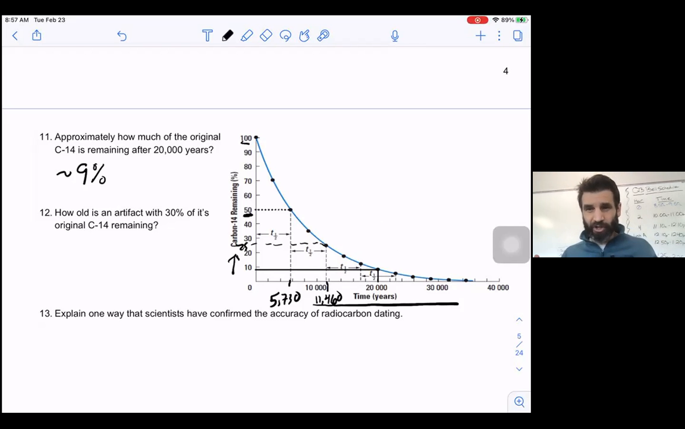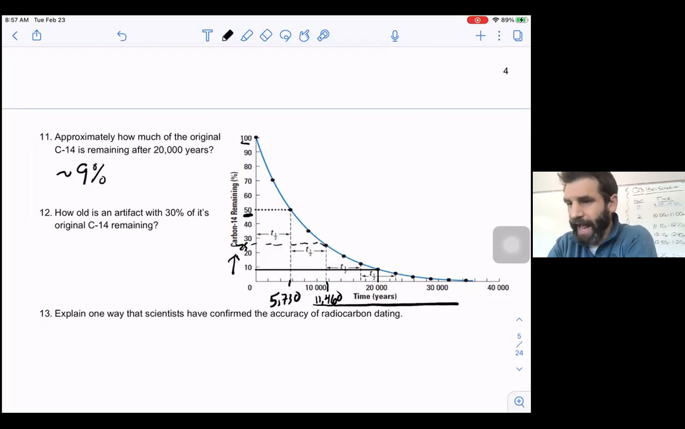So what scientists would do is they would measure the atmosphere. Currently, what's the ratio of carbon-14 to carbon-12 in the atmosphere? And then they compare that to a sample. And if the sample only has 9% of that original carbon-14 remaining, then the scientist is going to say, oh, this sample is approximately 20,000 years old. It died 20,000 years ago.